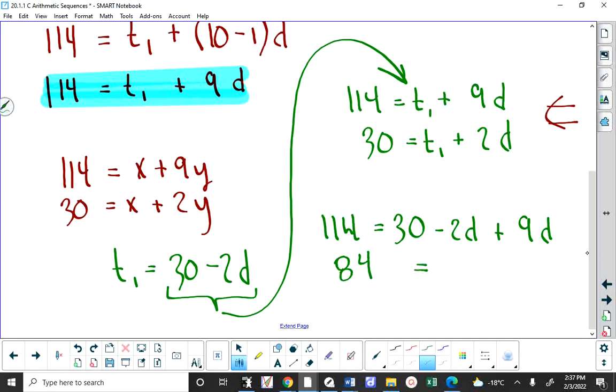And then I have negative 2d plus 7d. Oh, that should look familiar, shouldn't it? Isn't that what we were doing before? When you divide both sides by 7, you get d equals 12. Once you know the value of d, how would that allow you to find the value of t1?